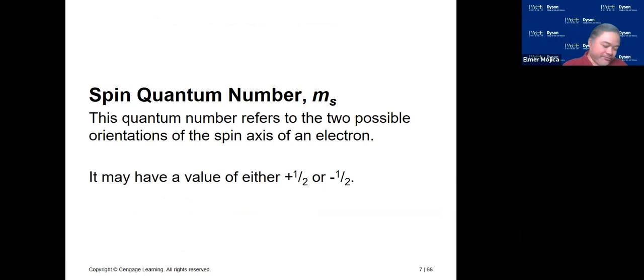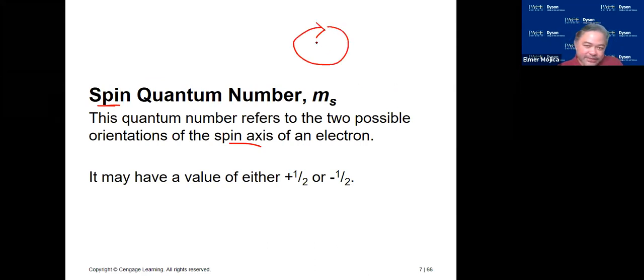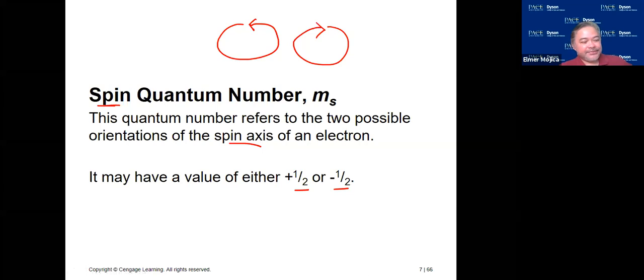Now, the fourth one that we have, as I told you, the first 3 are the only ones that you need to identify the orbital. The fourth one has something to do with just the spin, and it only has 2 values, either a positive 1/2 or a negative 1/2. The way you look at the spin is clockwise, and the other one is counterclockwise. So if you combine the 4 quantum numbers, the last one should either be positive 1/2 or negative 1/2.